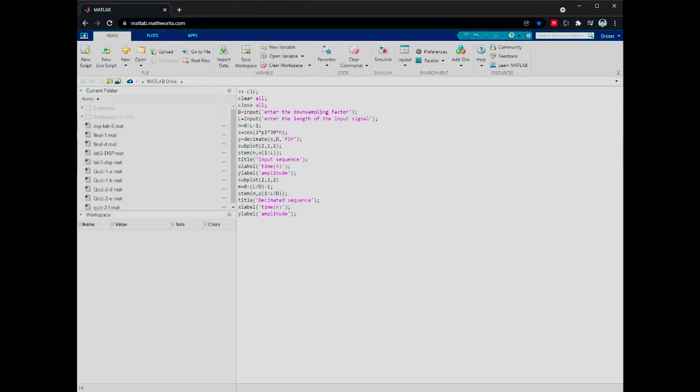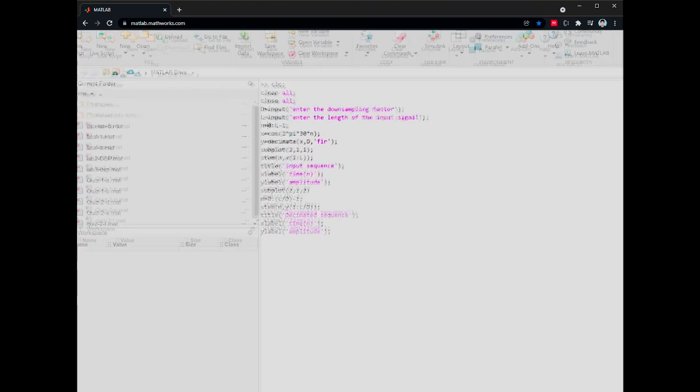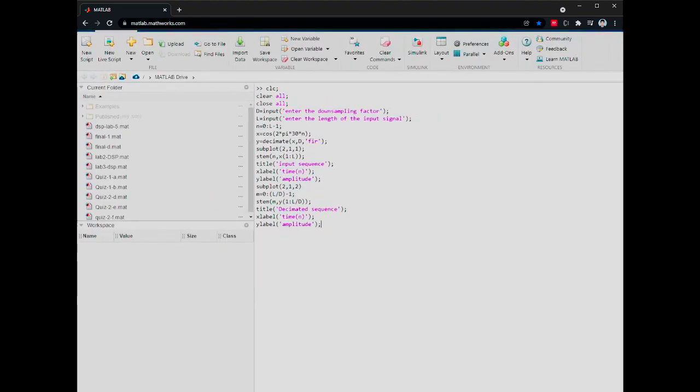So good day. Here for task 13, we'll do a decimation of the signal. So it will downsample the signal. First, in the code, as you can see, for the decimation process, we need a downsampling factor and the length of the input signal. And here for the problem, we will use the equation of cosine, where inside it is 2 times pi times 30 times n, the length of the signal. So let's do it.